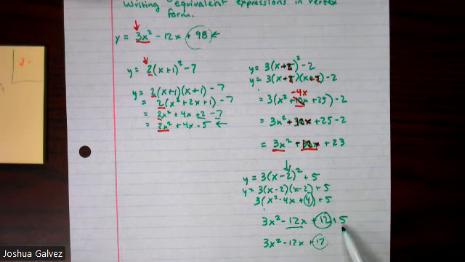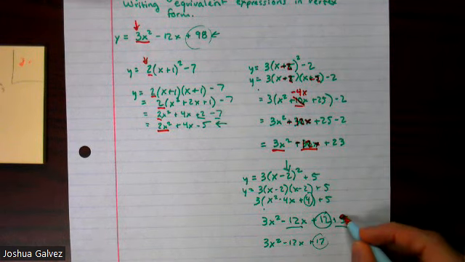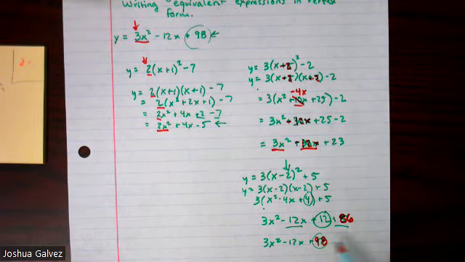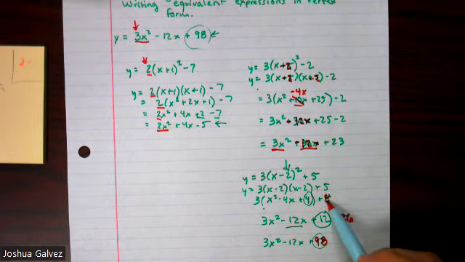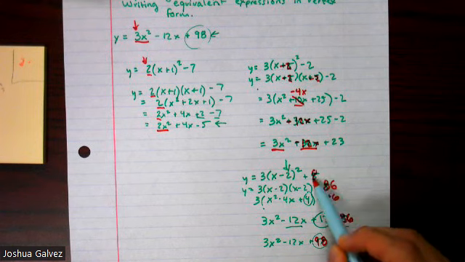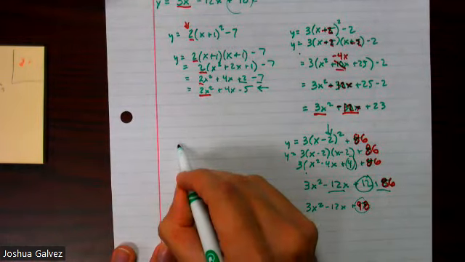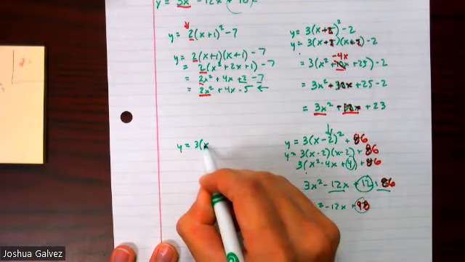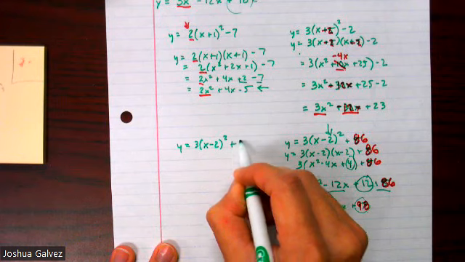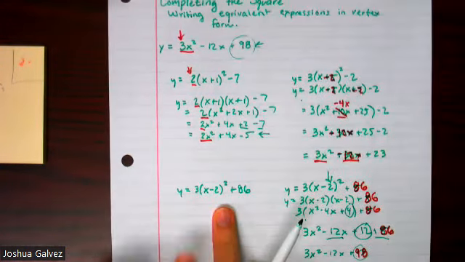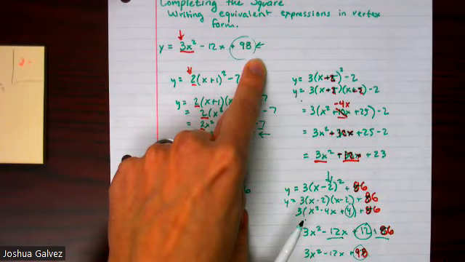What we need and what we can change is this 5 so that we can get to 98. If we change it here to be 86, 12 plus 86 is going to give us 98. And that 86 means that we would want that all the way back here. And so finally, we can say y equals 3 times x minus 2 squared plus 86. This is the correct vertex form because it will equal this.